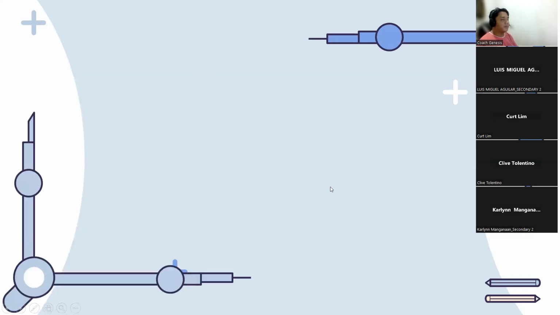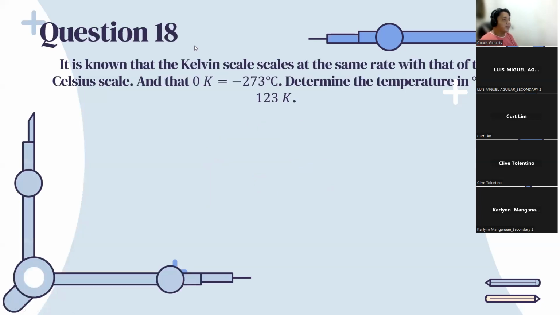Number 18. It is known that the Kelvin scale scales at the same rate with that of the Celsius scale, and that 0 Kelvin is equal to negative 273 degrees Celsius. Determine the temperature in degrees Fahrenheit of 123 Kelvin.